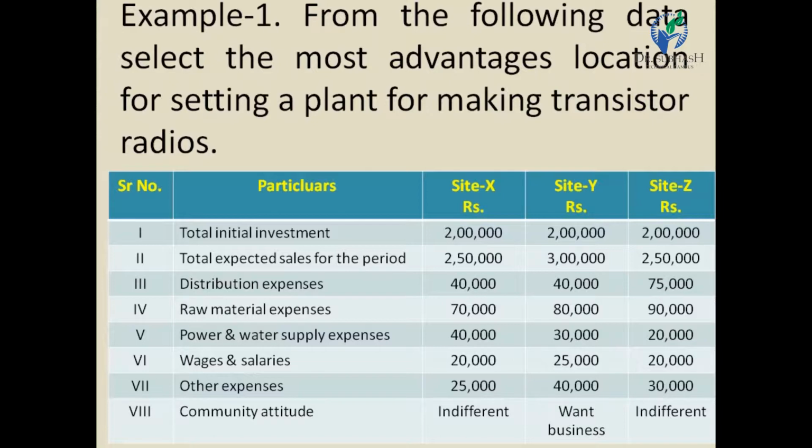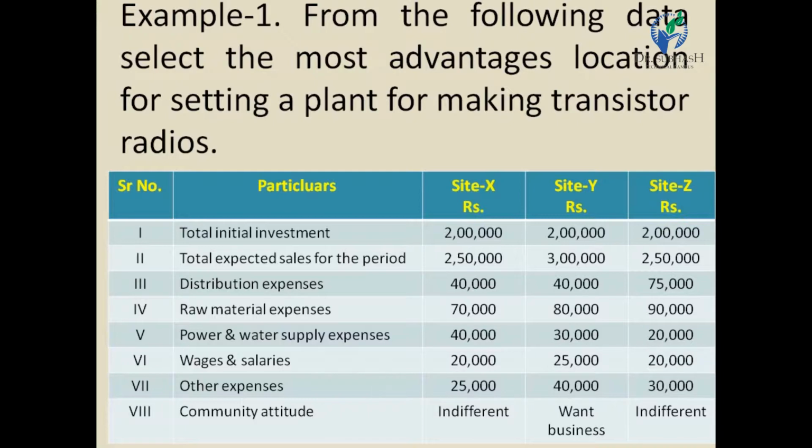And at last, community attitudes. For site X, the attitude of the community is indifferent, meaning people have different opinions about whether they want this plant to be established in their region or not. For site Y, they want the business in that particular area or zone, and for site Z again it is indifferent.